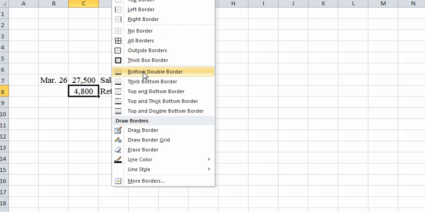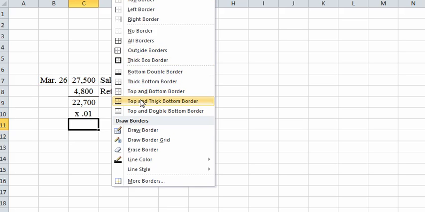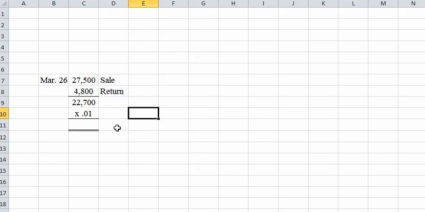Let's make it look neat. Okay, so this is going to be equal to $27,500 minus our return of $4,800, which gets us to $22,700, times 0.01. And this will give us the amount of the discount, which equals $22,700 times 0.01.